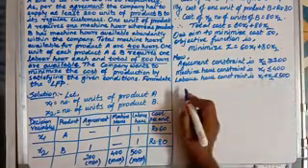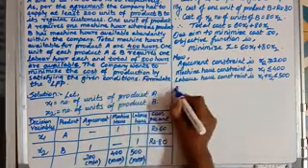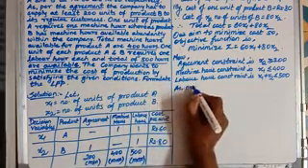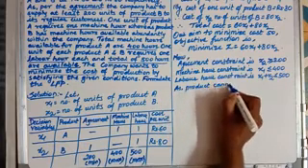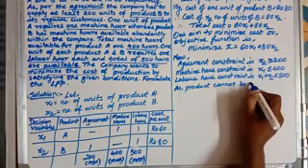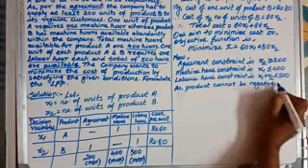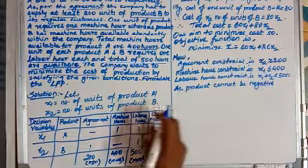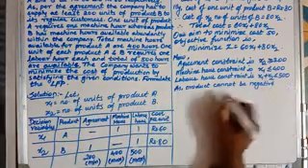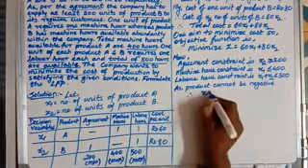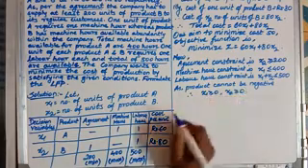Now again the same thing, that the product cannot be negative. Actually the number of units of that product cannot be negative, therefore x1 greater equal 0 and x2 also greater equal 0.